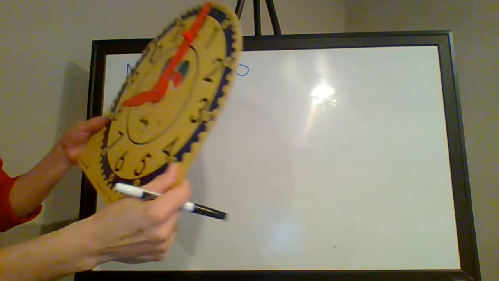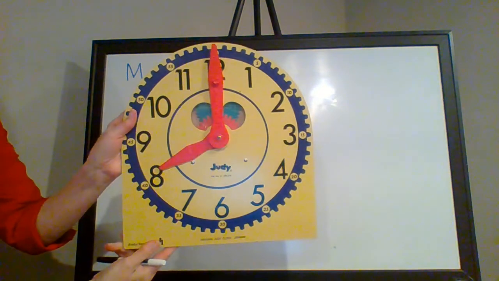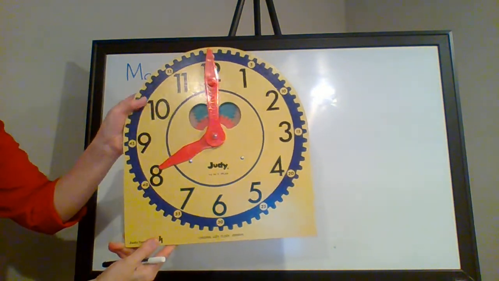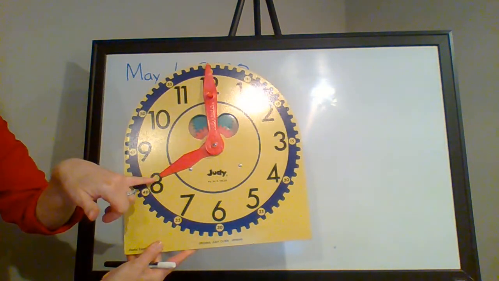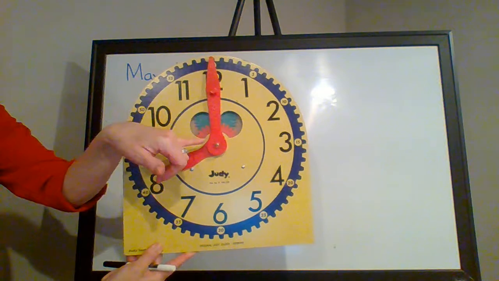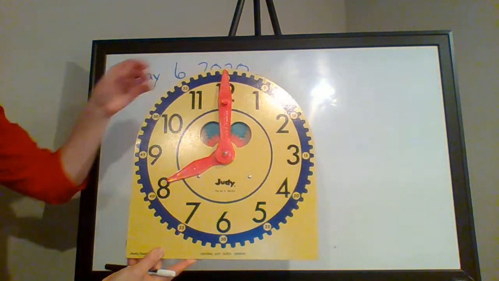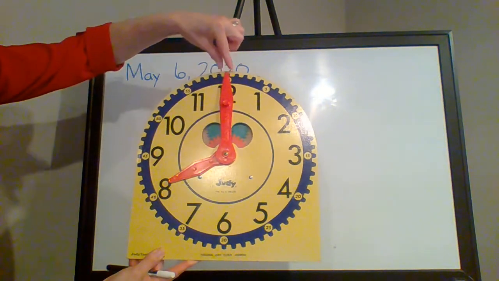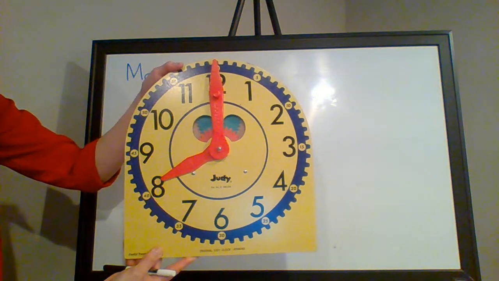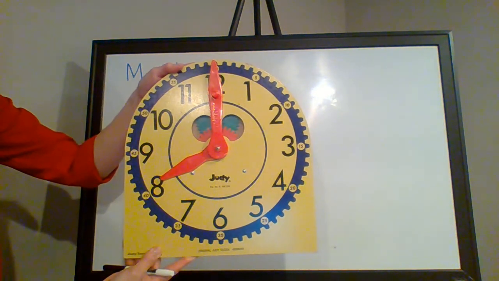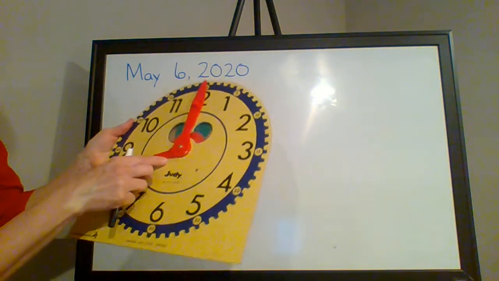Yesterday, we talked about our clock, and we talked about the fact that the clock has 2 hands. It has a shorter hand, which is the hour hand, and it has a longer hand, which is the minute hand. And when the minute hand is straight up on the 12, we say o'clock. So what time does this clock say right now? 8 o'clock. Very good.